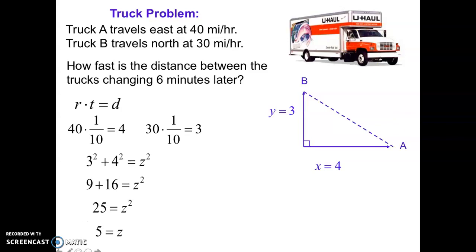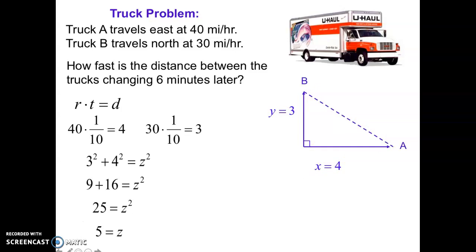Now, let's look at this problem. We want to know what's changing. Well, X is actually changing. At this particular point in time, X is 4, 6 minutes after. And at this particular point in time, Y is equal to 3. But Y is changing and X is changing, and so is Z.